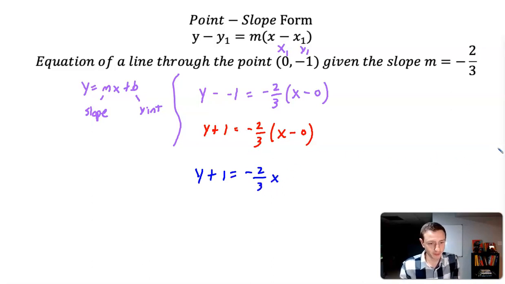And as you can see, the fraction didn't end up being much of an issue because of this x minus 0. So when I subtract 1 from both sides, I get y equals negative 2/3 x minus 1. And then that would be my equation.